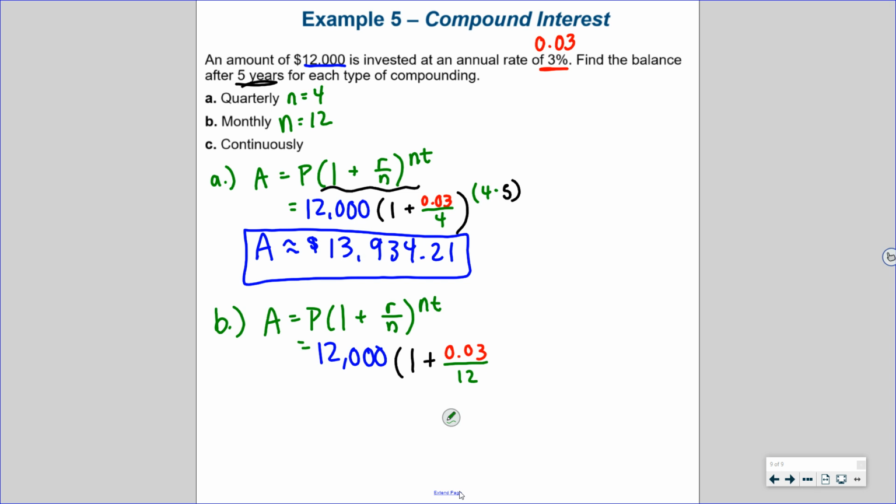And the reason why you have to add 1 to it is because in exponential growth, the base is always 1 plus whatever the rate is, and that makes your base an exponential growth piece, and we're changing it to a decimal. All right, to the power of, I'm compounding this 12 times for 5 years. So total is 60 times. All right, I'm going to walk you through the calculator one more time.